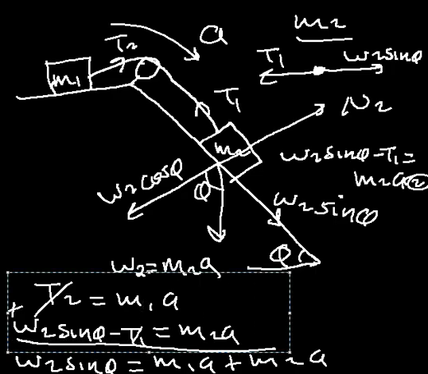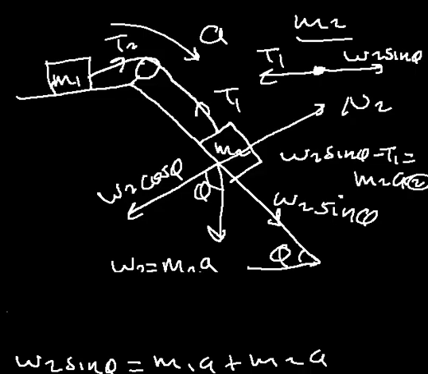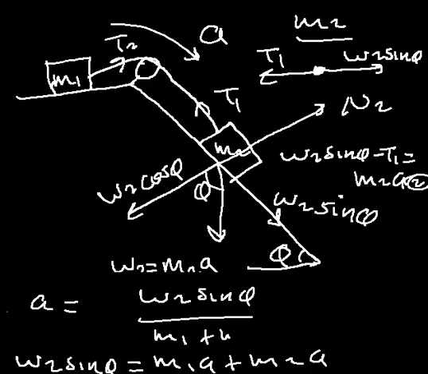You observe that the acceleration will be equal to W2 sin theta divided by mass 1 plus mass 2. This is how we get the acceleration of the system. And from there we can get the tension force T1 or T2. Of course they're the same, they just have different directions.